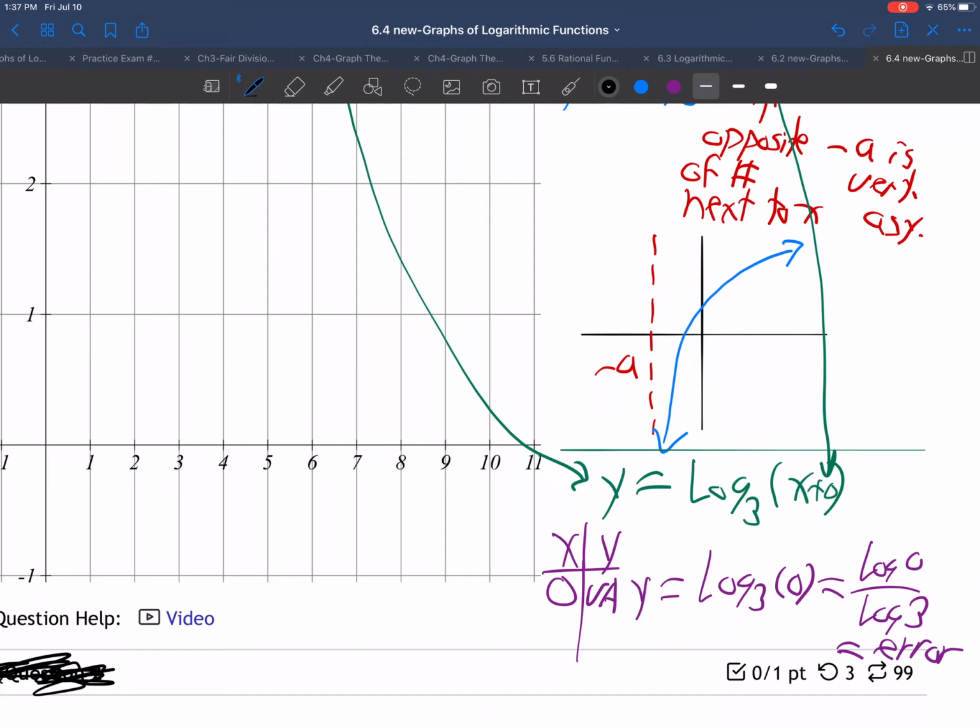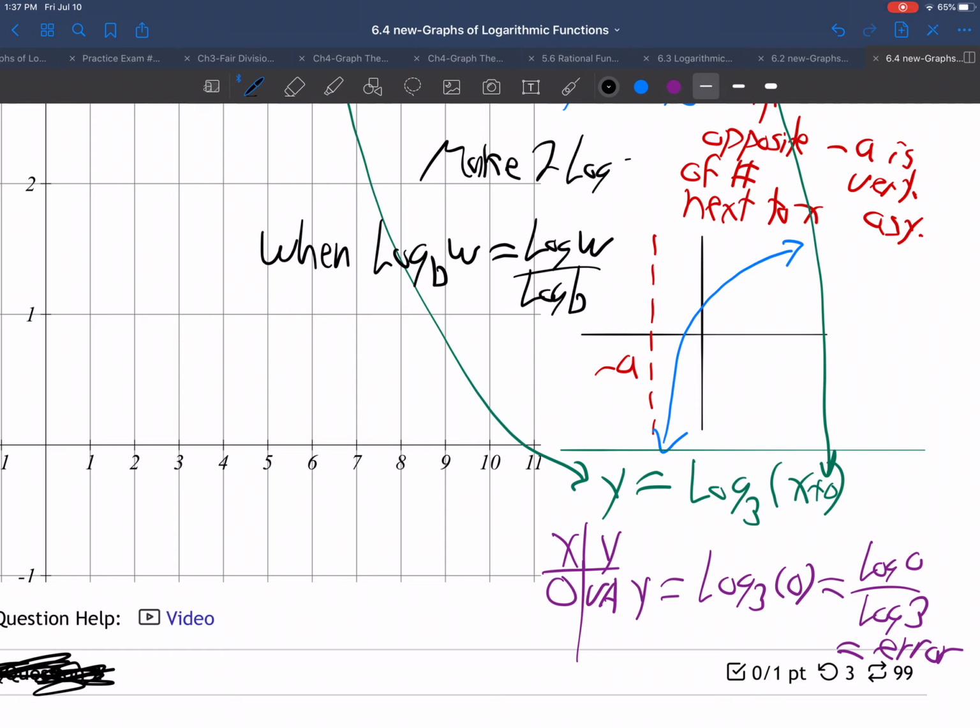So, let me write the rule in general right here. When you have log base b of w, you just set it equal to log w over log b. In other words, you make it into 2 logs, and the base goes to the bottom. See how the base is the bottom log there? And that makes sense, right? We call it the base because it's lowered down, like the base of a table is the bottom of the table. So the log base always goes to the bottom. So that's how you do weird logs like log base 3.